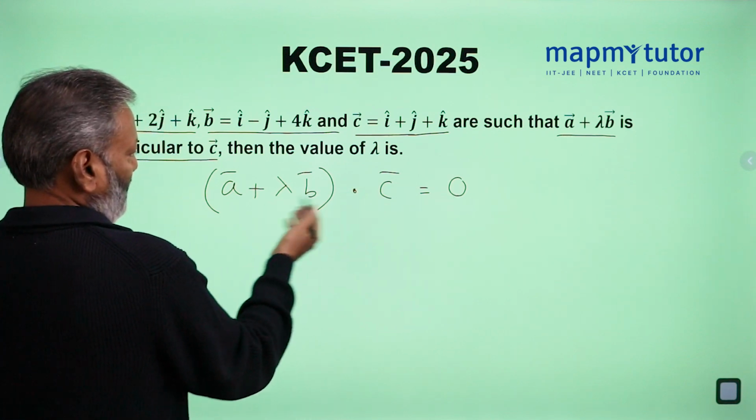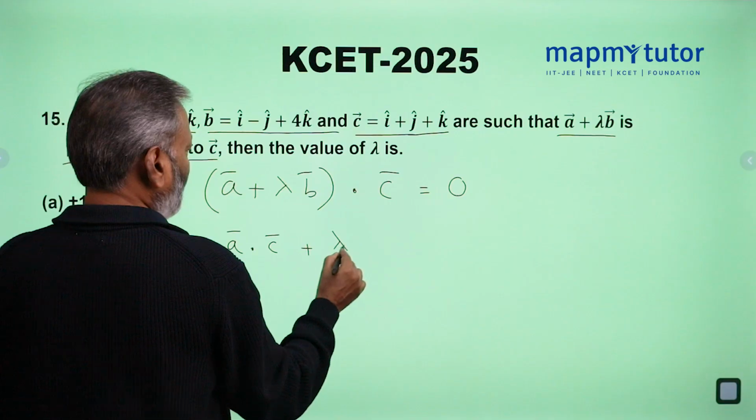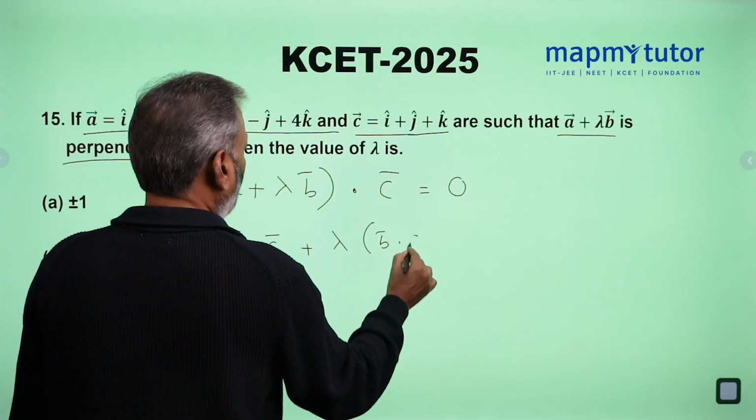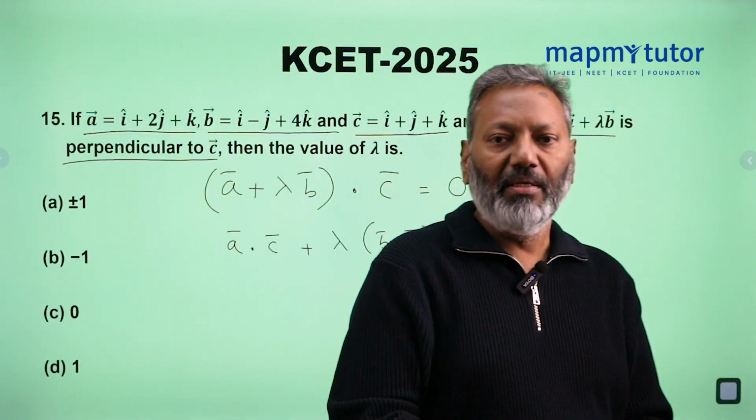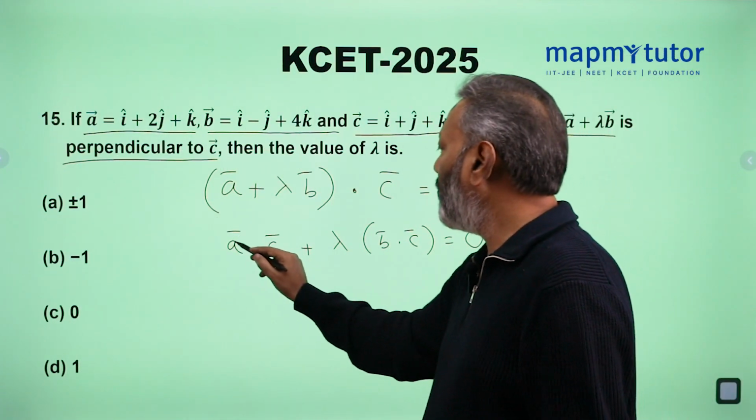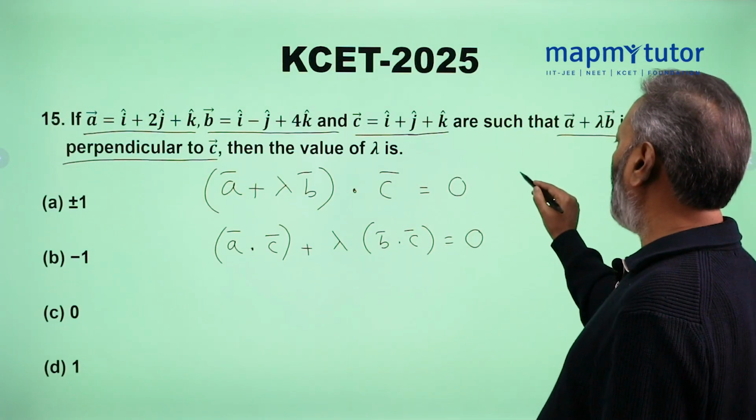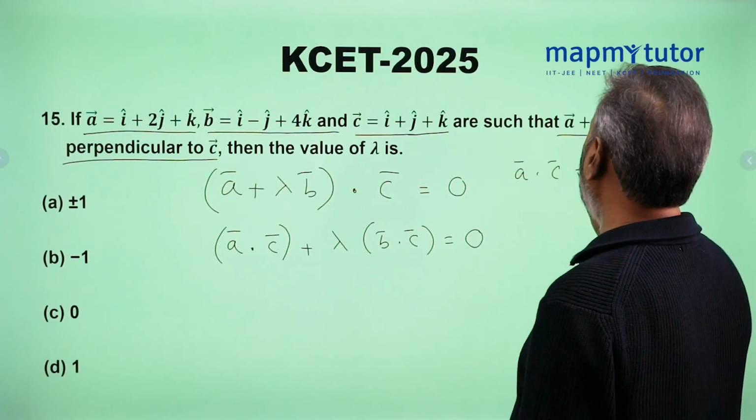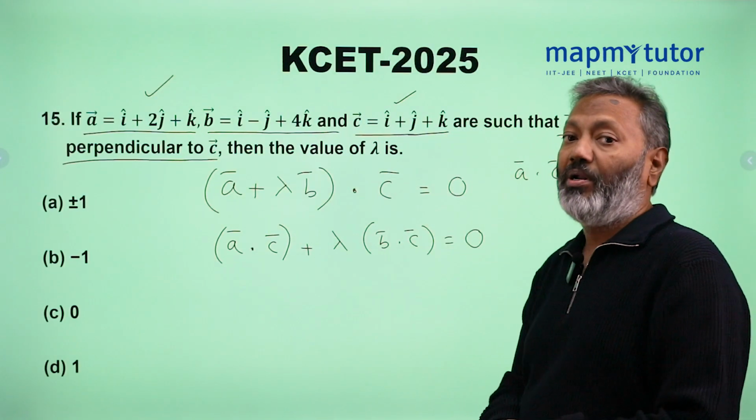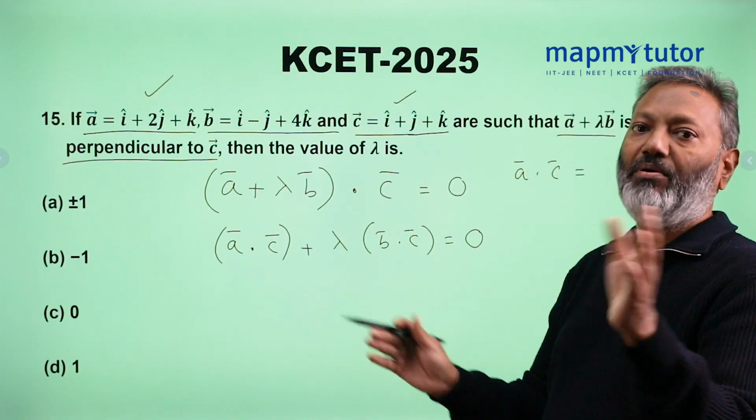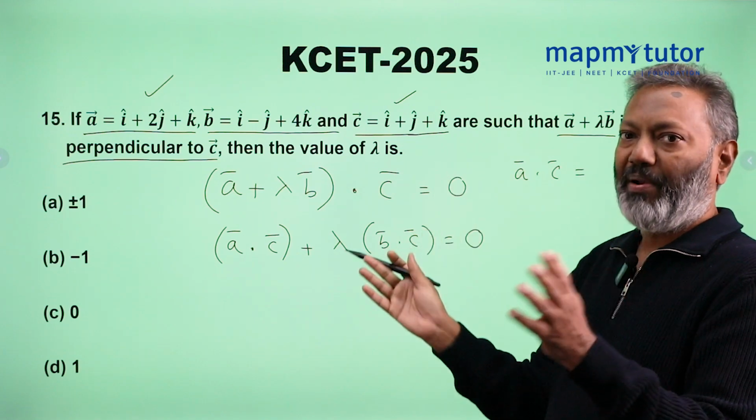So A bar plus lambda B bar dot C bar equal to 0. And of course, we can expand this dot product bracket. I'll get A dot C plus lambda, which is anyway a constant, times B dot C equal to 0. This is 0 only, it's a scalar. So our job is now to find out what is A dot C and what is B dot C. Of course, finding the dot products is quite easy. What is A dot C? What is the formula to find the dot product? Take the coefficients of i, j, k, multiply, and add all the products.